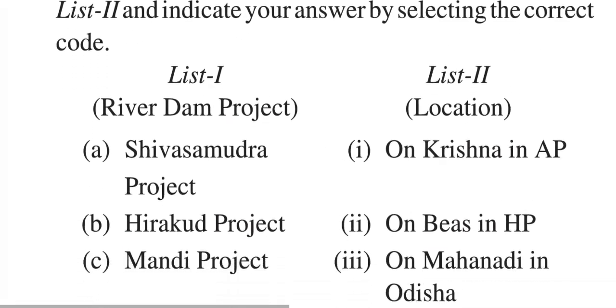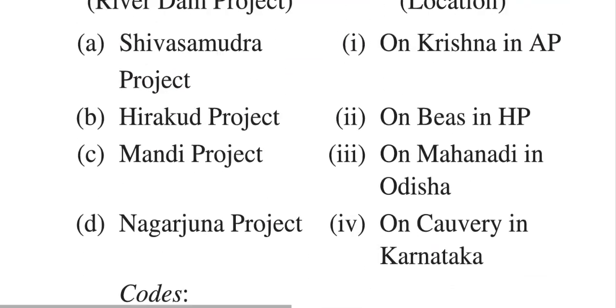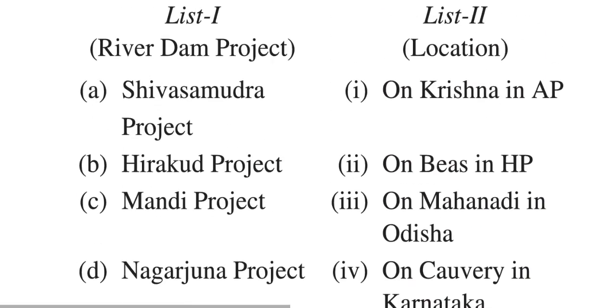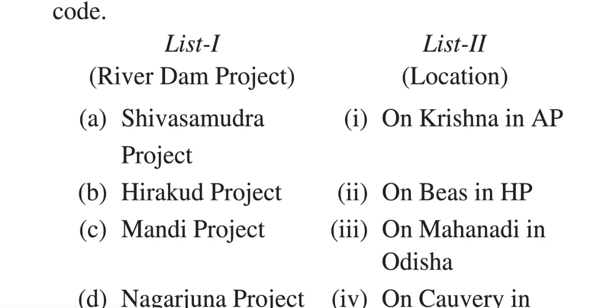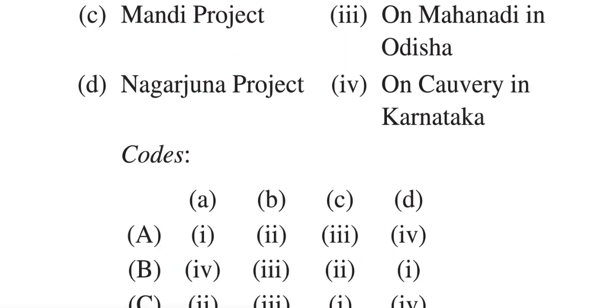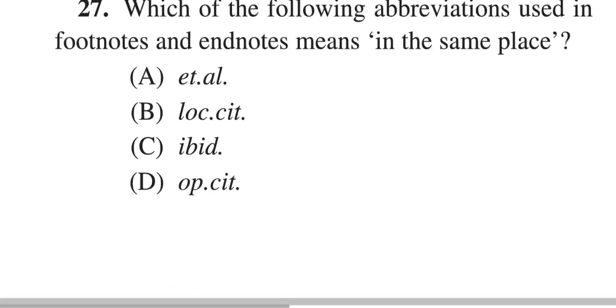Number B, that is B will be related to 3, that is Hirakud project, it is related to Mahanadi in Odisha. C2, Mandi project, it is related to Beas in HP, Himachal Pradesh, if I am not wrong. I may be wrong, please do your own verification. D1, that is Nagarjuna project, it is related to Krishna in AP, Andhra Pradesh, if I am not wrong. Okay, now let's move on to the next question.